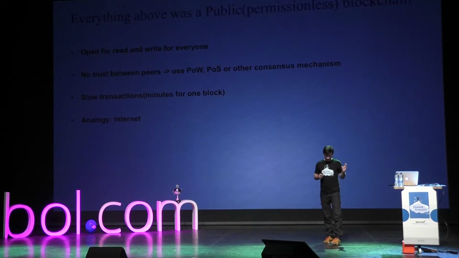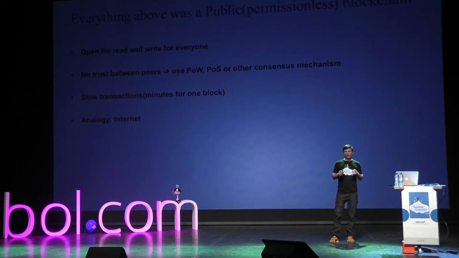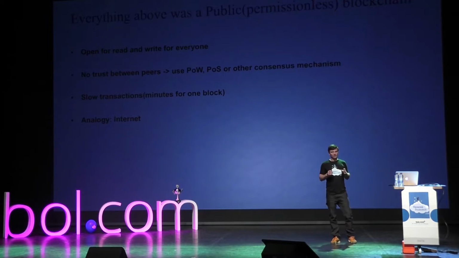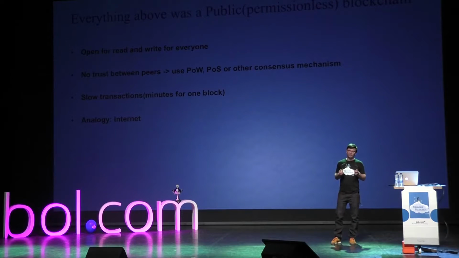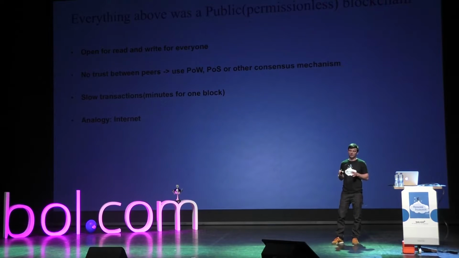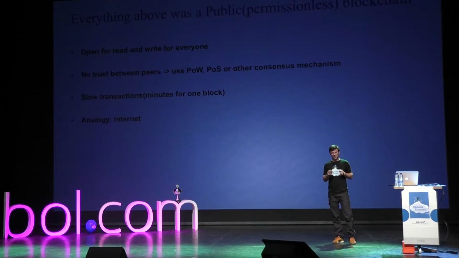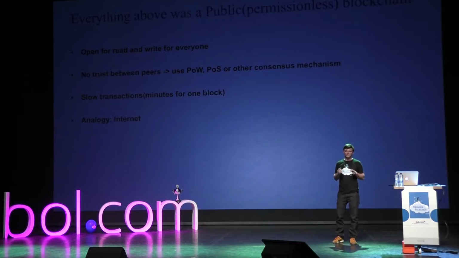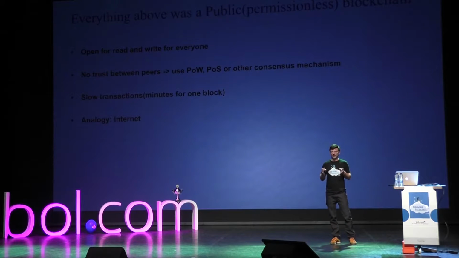Everything we talked about so far was a public or permissionless blockchain. It's open for read and write to anyone. Anyone can get just a software key and start doing business there. There is absolutely no trust between peers, so that's why we use these proof-of-work algorithms. There are proof-of-stake algorithms and some other consensus methods. Transactions are relatively slow. It can take minutes before one block is verified or mined.